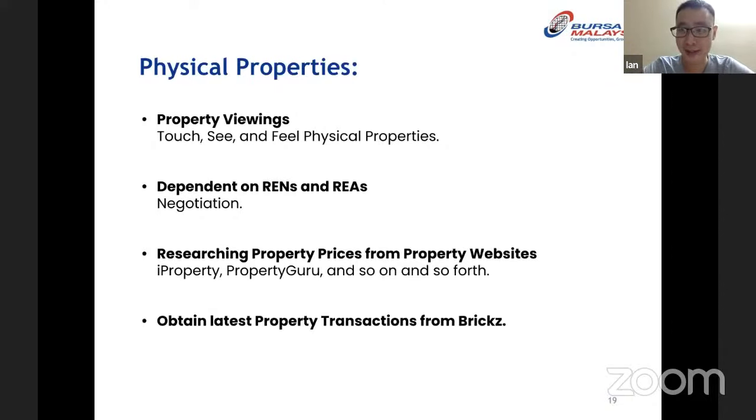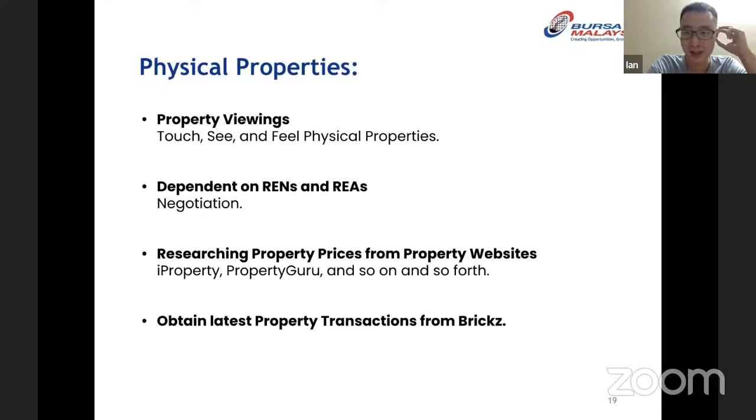And when it comes to determining the final price of the property, of course, as a landlord, as a property investor, we are highly dependent on real estate negotiators or real estate agents. So these are very important people who will help us negotiate, hopefully, the best price in our favor. But of course, before we engage the RENs and the REAs, we will tend to research the type of property that we want to invest in and their prices from all kinds of property websites. The main ones will include iProperty, PropertyGuru, and so on and so forth.